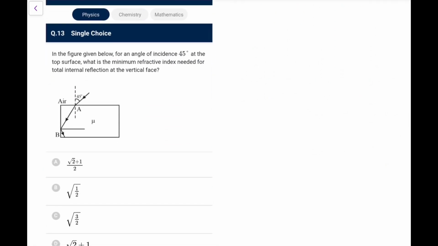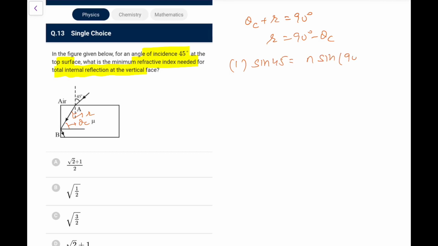Next, in the figure given below, for an angle of incidence 45 degree at the top surface, what is the minimum refractive index needed for TIR at the vertical face? Okay, so this is 45 degree, minimum refractive index needed for TIR. If this angle is r, in the limiting case the angle at the vertical face would be equal to theta c. So theta c plus r is equal to 90 degrees, so r is 90 degree minus theta c. So 1 into sine 45 must be equal to n sine of (90 minus theta c). Sine of (90 minus theta c) is cos theta c. Now sine theta c would be equal to 1 by n, so cos theta c would be the square root of (n square minus 1) divided by n.